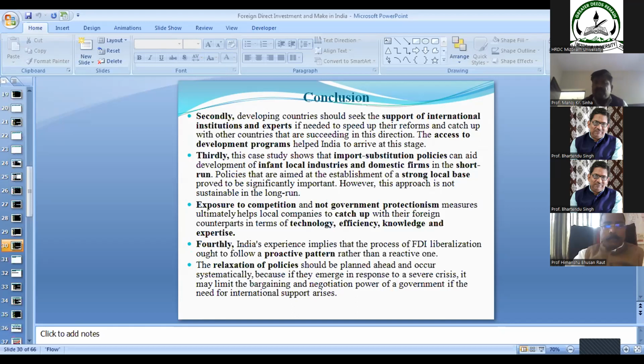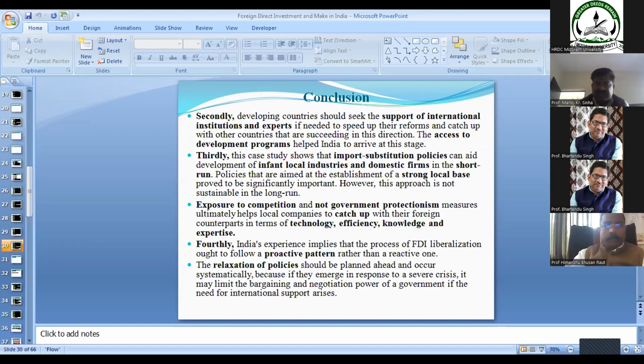Third, import substitution policy may be beneficial in the short run, but in the long run, exposure to competition and not government protection measures ultimately helps local companies to catch up with their foreign counterparts in terms of technology, efficiency, knowledge, and expertise.